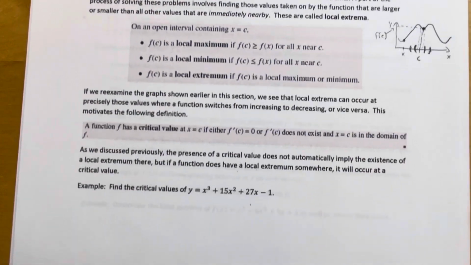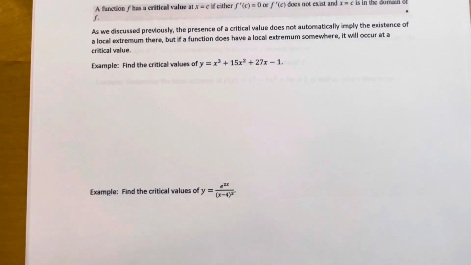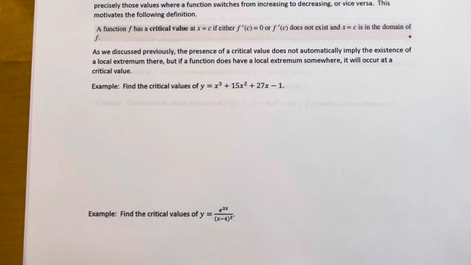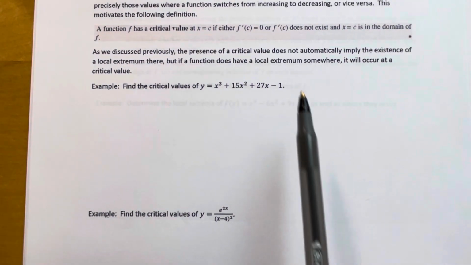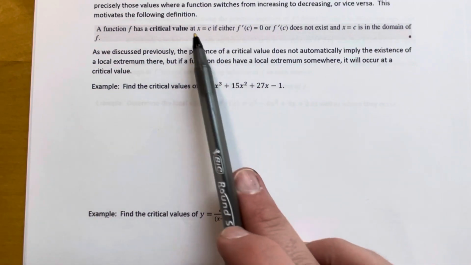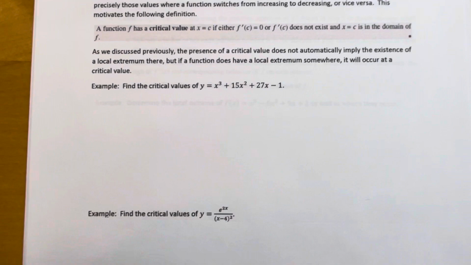So let's do an example where we're trying to find critical values. Notice this is going to feel like pretty much the same process as finding partition numbers. The only difference is that for a partition number, the function does not have to be defined if the derivative fails to exist at that number c, whereas for critical values, the number does have to be in the domain of f, even if it's not in the domain of its derivative.